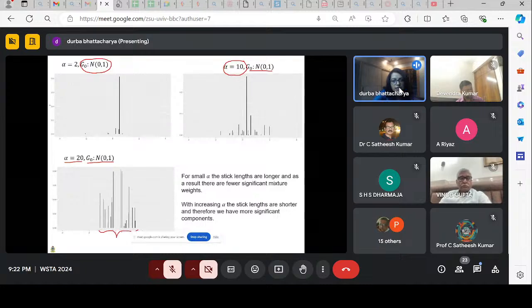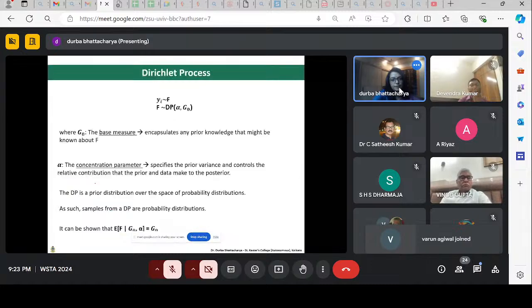So Dirichlet process generates a discrete probability measure over the different atoms generated according to your base probability measure G naught. So although your base probability measure is continuous, the random probability measure generated according to Dirichlet process will be discrete.